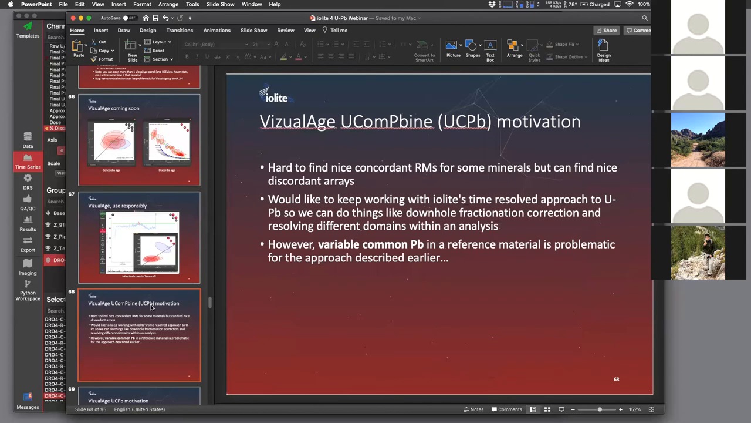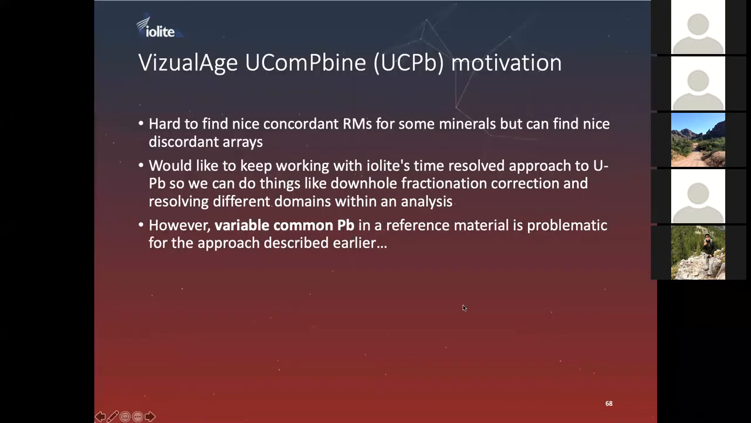Okay, so the next thing we're going to talk about is the Visual Age UCombine, or UCPB for short. Now the motivation for that is that it can be hard to find nice concordant reference materials for some minerals. So for zircon, we're relatively lucky, but other ones not so lucky. But we can find nice discordant arrays. And by that, I mean discordant arrays that are caused due to common lead.